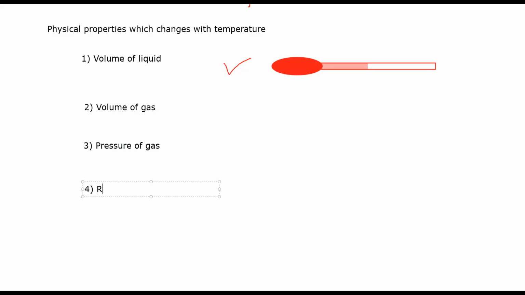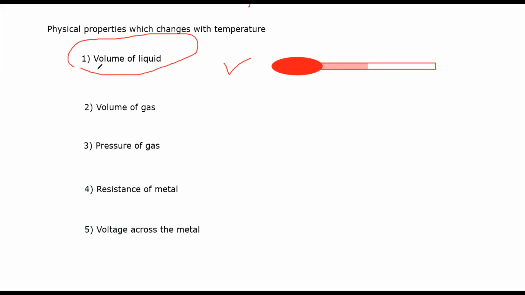Resistance of metal. In block 4, you will study that the resistance of metals changes as the temperature changes, which can also be used to design a thermometer. Or voltage across the metal can also be used to design a thermometer. So these are the things that can be used to design a thermometer.